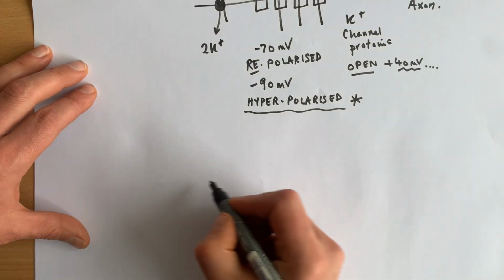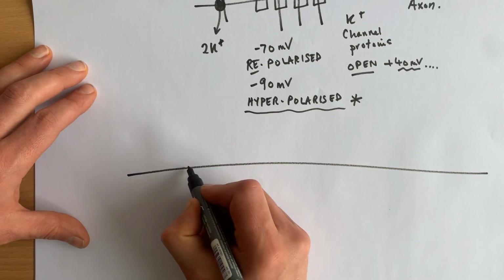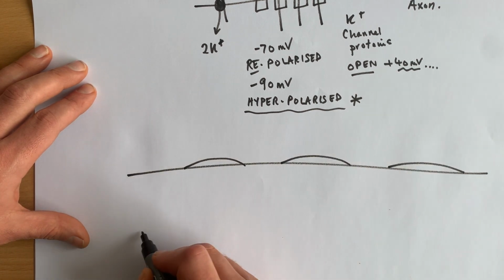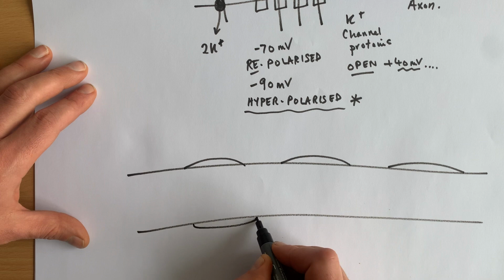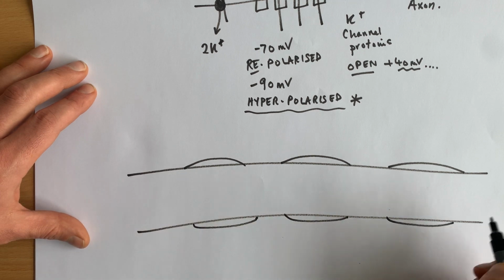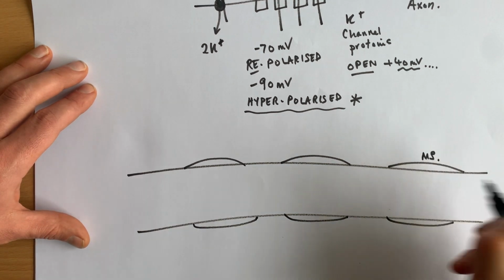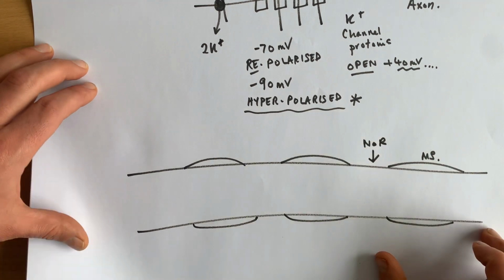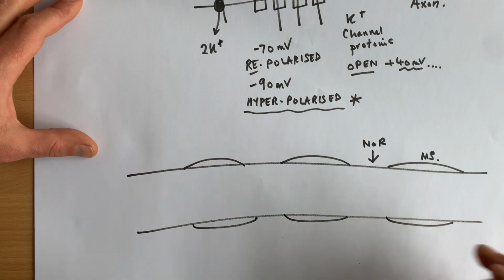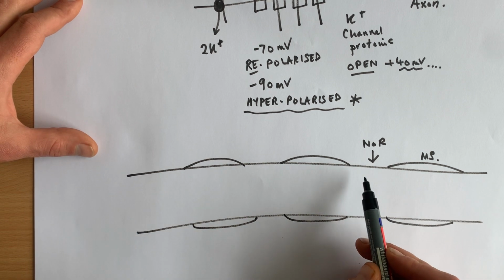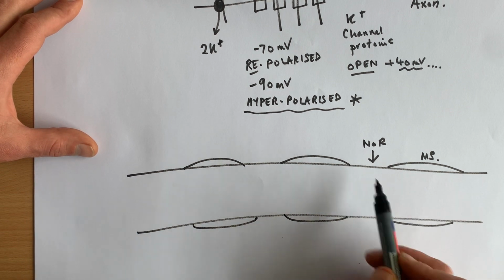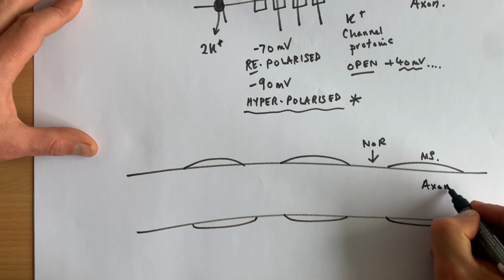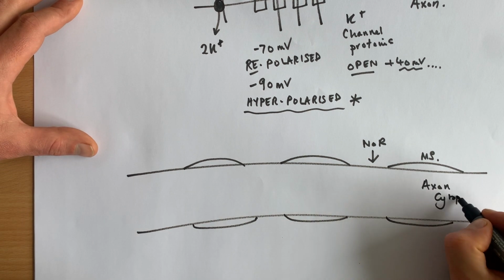So if I do another axon membrane here, and I put in our myelin sheath with our nodes of Ranvier. So this is the myelin sheath. These are the nodes of Ranvier. Okay, so there's no electrical insulator at the nodes of Ranvier because there's no myelin, there's no Schwann cells that are wrapped around the axon at this point. So this is the axon cytoplasm.